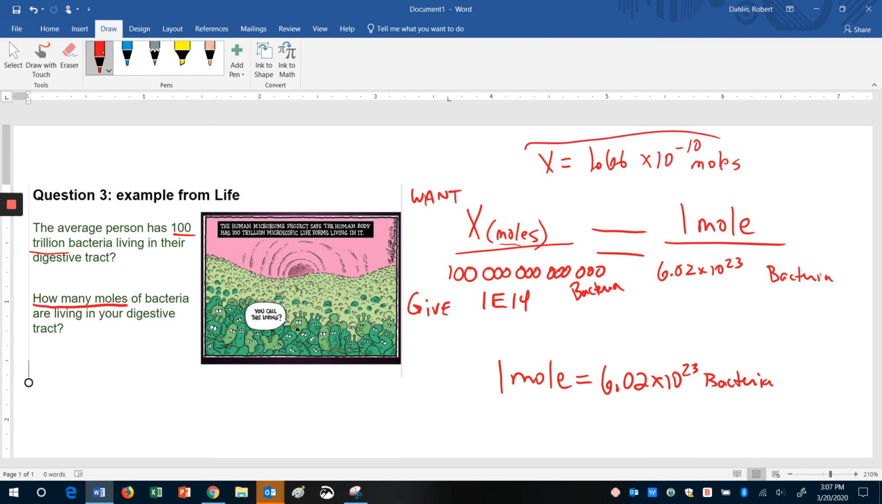And again, as always, take a step back. Does that number make sense? Well, 100 trillion, it's a huge number, but it's still really, really tiny compared to 6.02, which means our x needs to be really, really tiny compared to 1. Negative power of 10 means that it is.